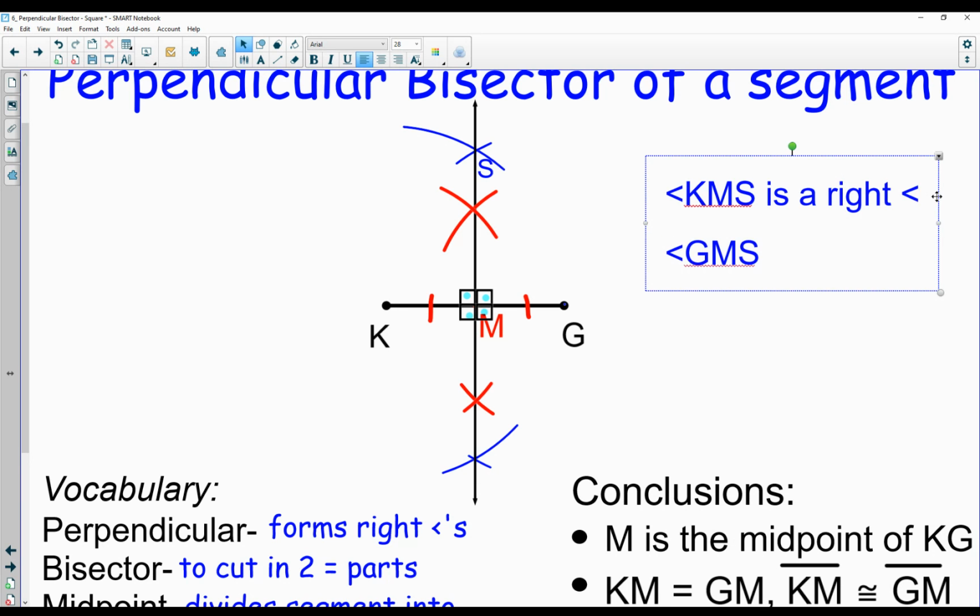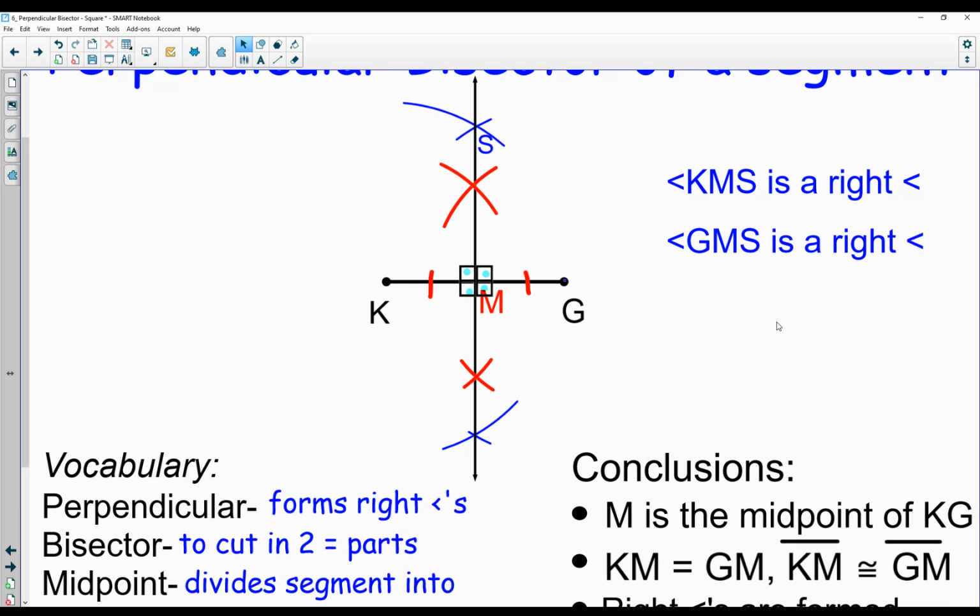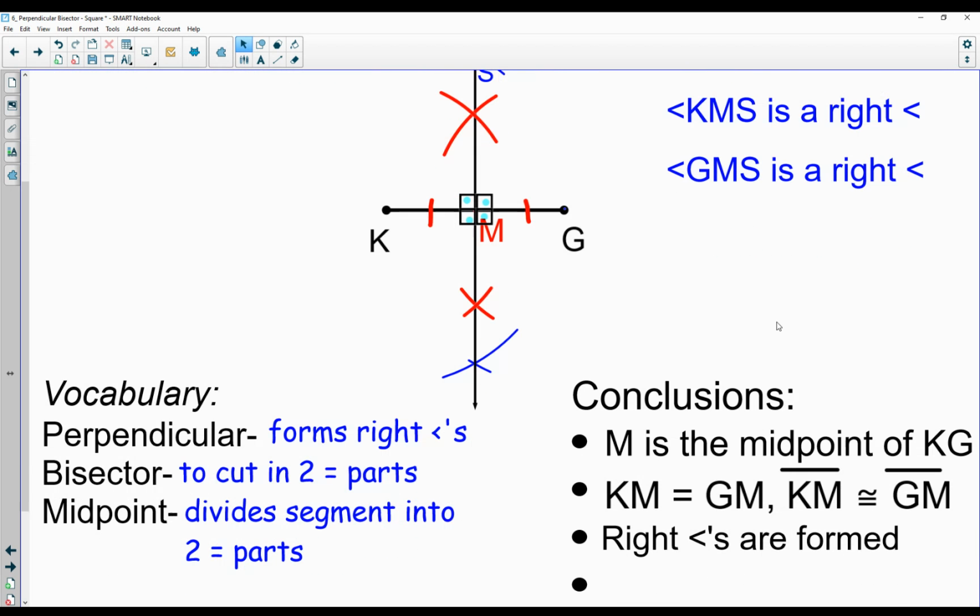Angle GMS is a right angle. And we have 2 more down here, but I'm not going to really focus on that. I just wanted to have a little side note about what a right angle is and how we name it.